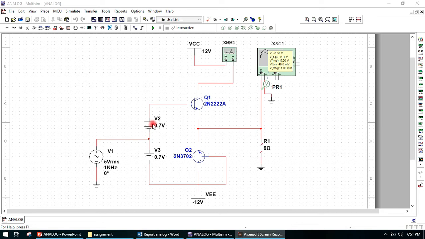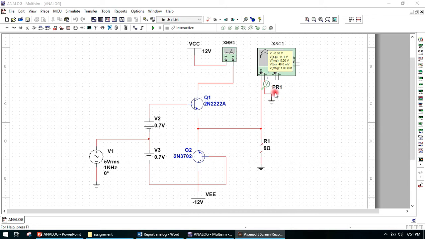In the simulation part, the multimeter is connected in series to measure the current flow of ICC. The types of transistor used in the simulation are bipolar junction transistors, NPN 2N2222A and PNP with code 2N3702. The values of VCC and VEE are 12 volt and negative 12 volt respectively.